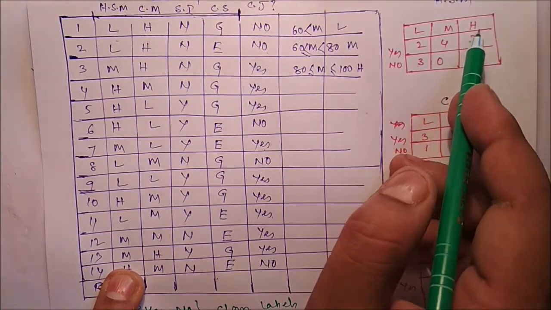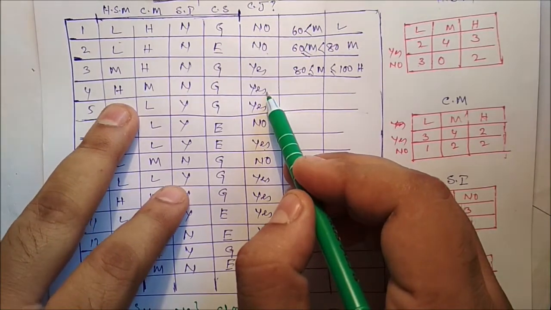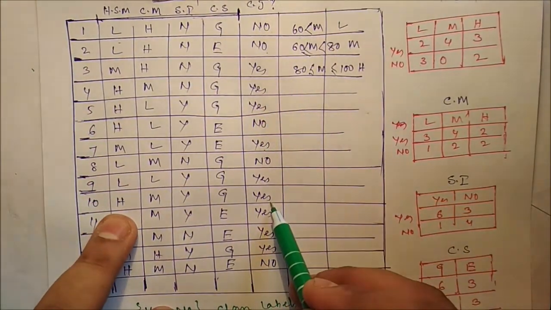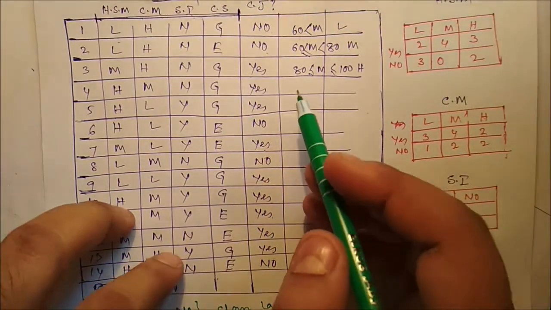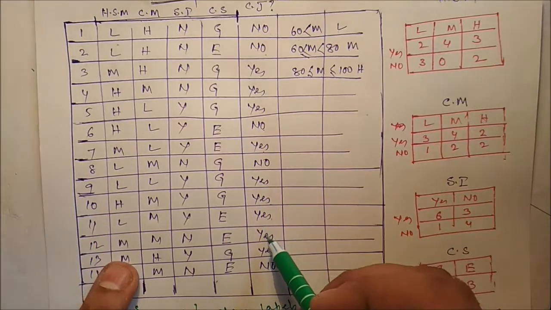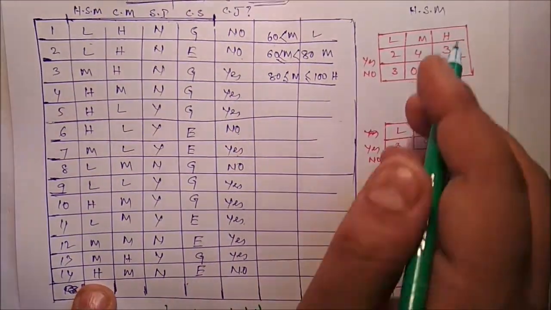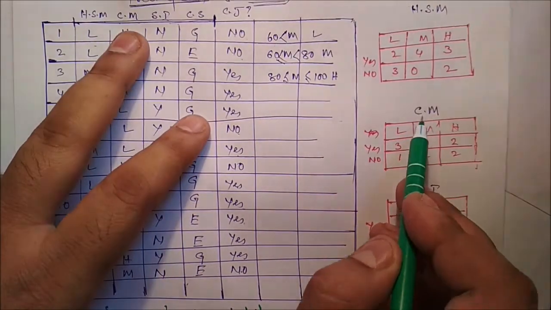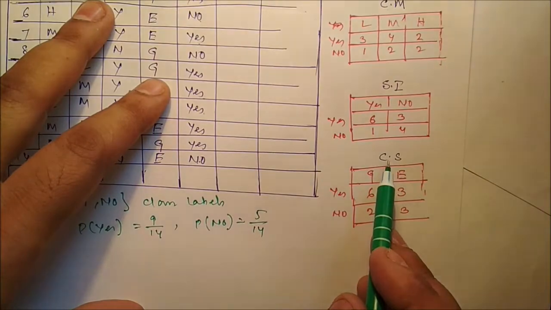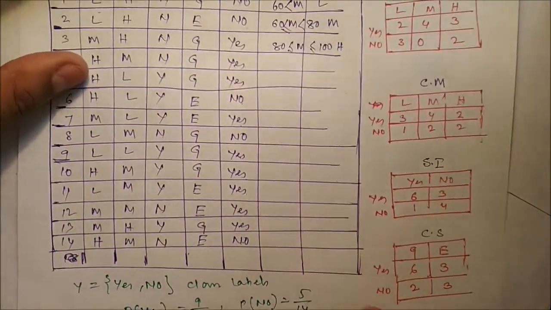Similarly, if it is high, how many yes are there? 1, 2 and 3. And how many no are there? 2 no should be there, so 1 and 2. Okay, so in this way you have to summarize the college marks, sports interested, and communication skill. We need all this to identify the probabilities.